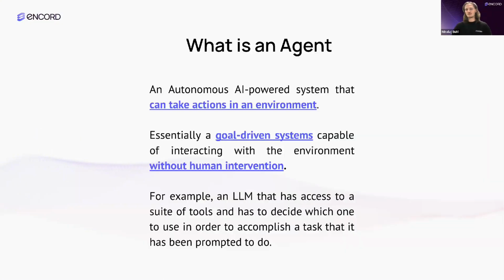So what exactly is an agent? Simply put, an agent is an autonomous AI-powered system that can take actions in an environment. Essentially, a goal-driven system capable of interacting with the external environment without any human interaction. We've come a long way from rule-based systems that could only perform predefined sets of tasks. Thanks to advances in deep learning, reinforcement learning, and cheaper and more scalable cloud computing, we now have agents that can handle dynamic and real-world environments.